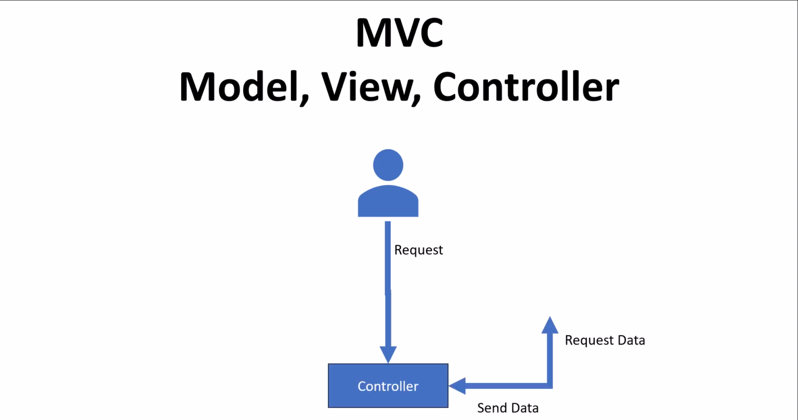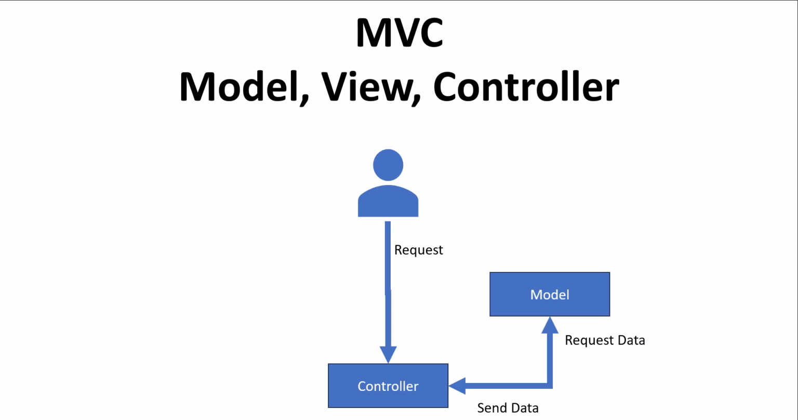Before continuing to our Laravel project, we have to know about MVC because Laravel follows MVC structure. So what is MVC? M stands for model, V stands for view, and C stands for controller. It means that when a user makes a request, it goes to controller. Then from controller, it goes to our model, which belongs to our database.